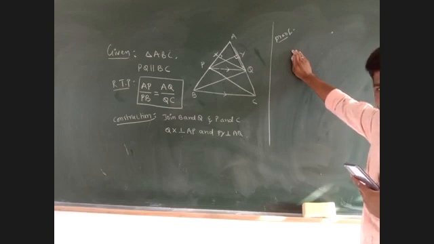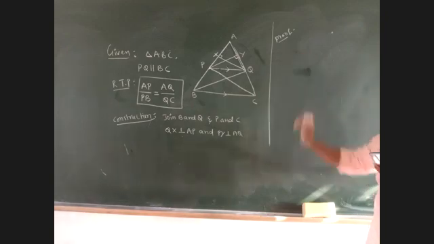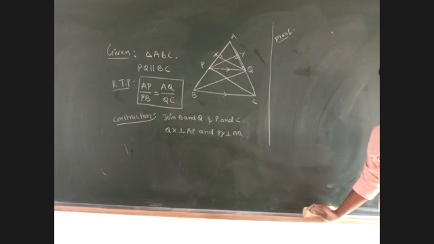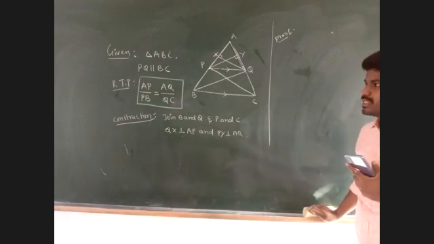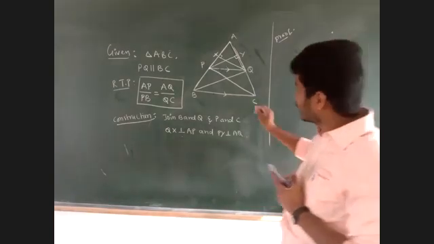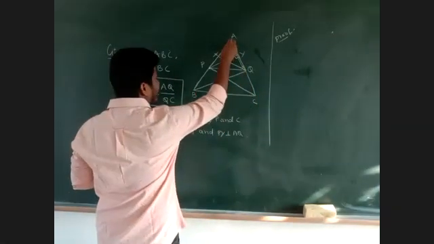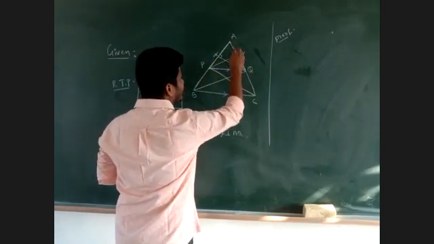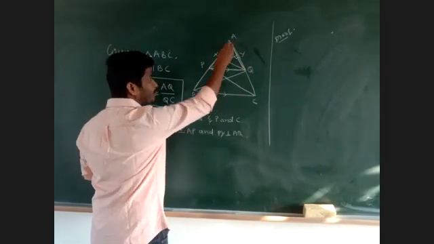I think we know the area of a triangle formula. Area of a triangle equals half into base into height. First we should take the triangle APQ. In this triangle APQ, take AP as a base.